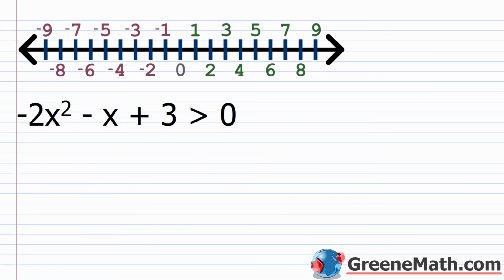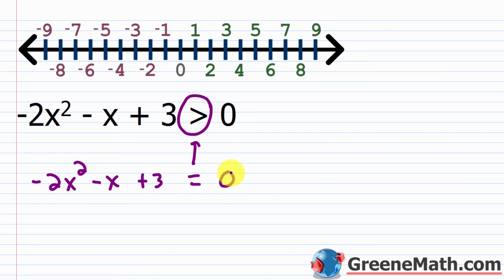All right, let's take a look at another one. So we have negative 2x squared minus x plus 3 is greater than 0. So in this case, I have my quadratic expression on the left and a 0 on the right. So I can just change this greater than here to equals and solve the resulting equation. So we have negative 2x squared minus x plus 3 is equal to 0.